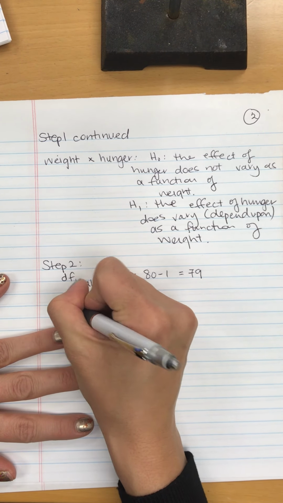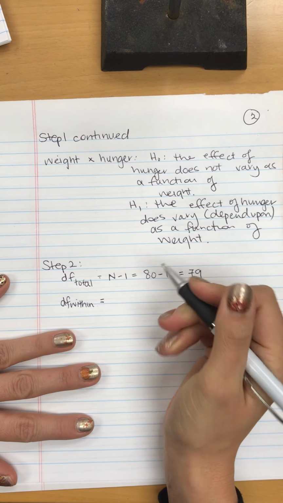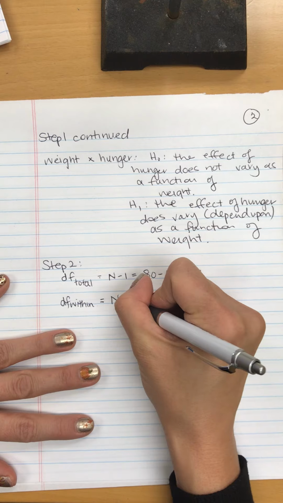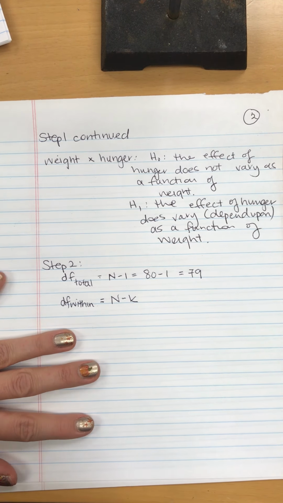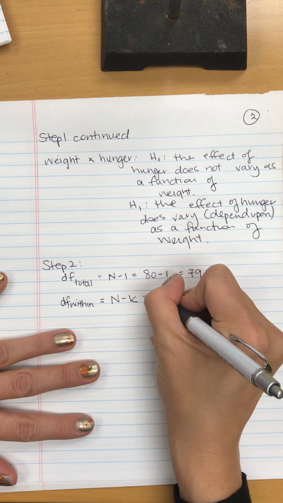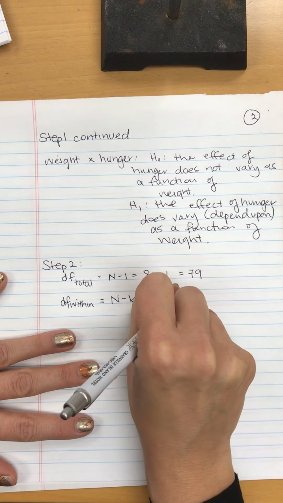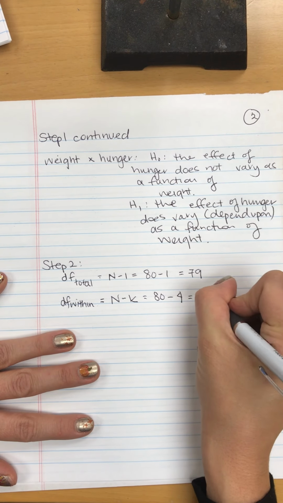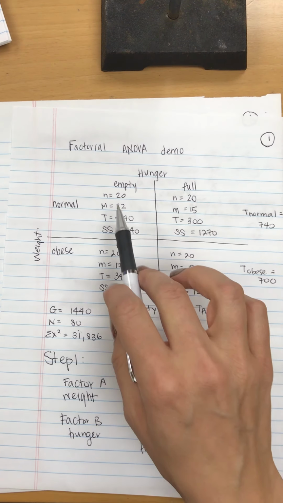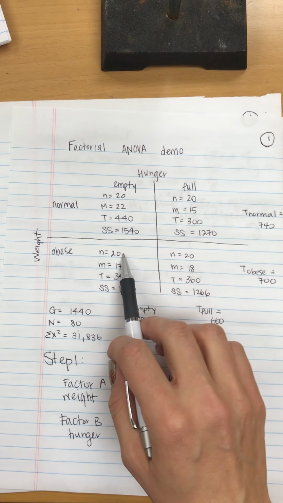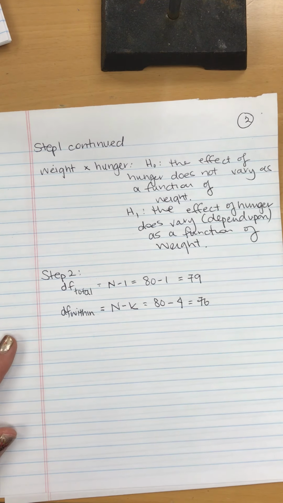The degrees of freedom within is big N minus K, where K is the number of cells that we have. So it's 80 minus 4, which is 76. If we go back here to see the number of cells, we have 1, 2, 3, 4 cells. That's where K is coming from.